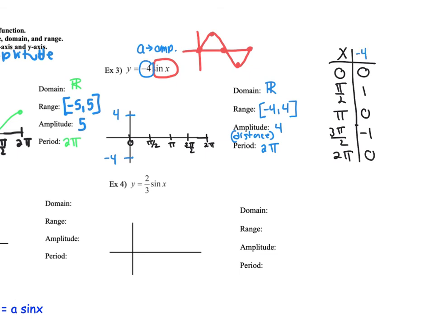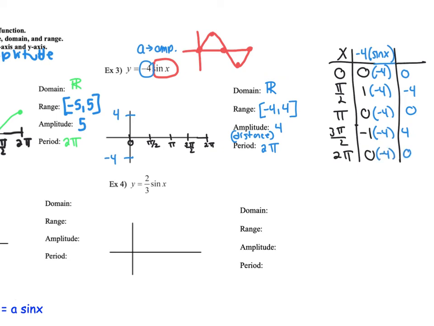So we're going to be multiplying -4 times each of these values. Well, here's going to be the one new change that happens here. When I multiply a 0 times -4, I still get 0. 1 times -4 gives me -4. 0 times -4 is still 0. -1 times -4 is 4. And 0 times -4 is still 0.